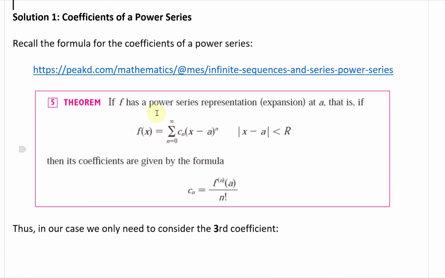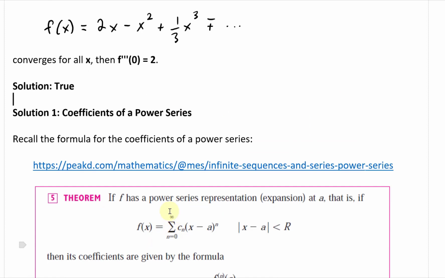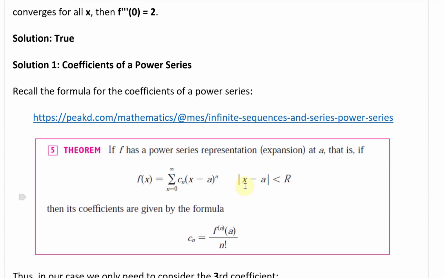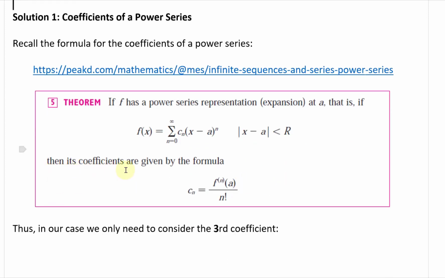Recall the formula for the coefficients of a power series. If f has a power series representation or expansion at a, that is if f(x) equals the summation from n equals 0 to infinity of cn times (x minus a) to the power of n, and the absolute value of x minus a is less than r, that's the radius of convergence, then its coefficients are given by the formula: cn equals the nth derivative of f at a divided by n factorial.